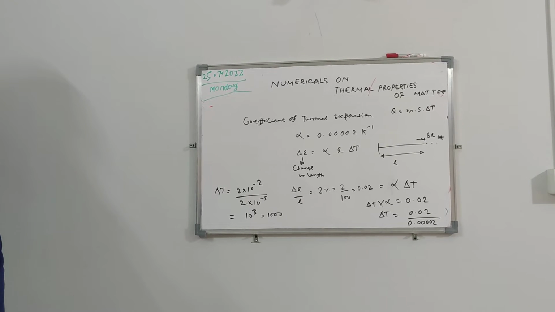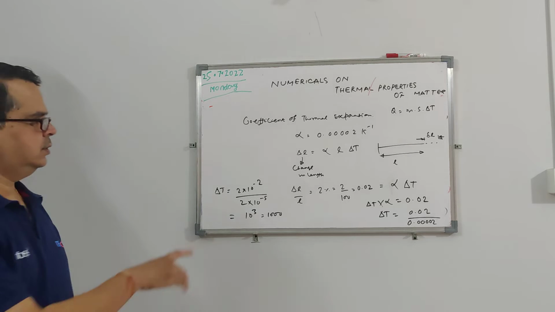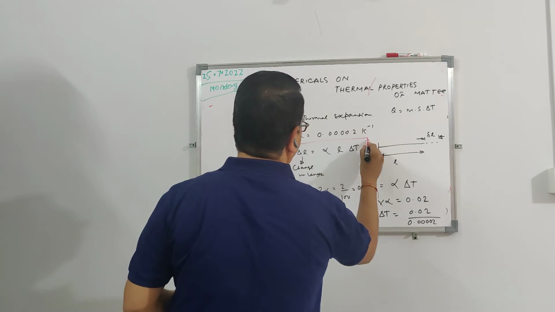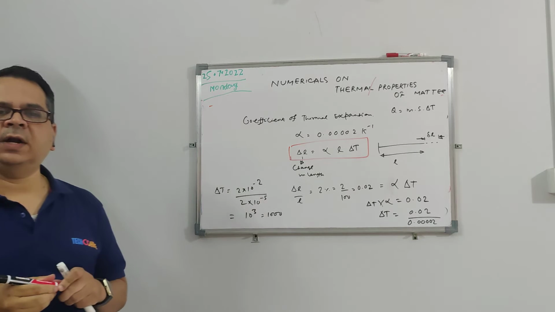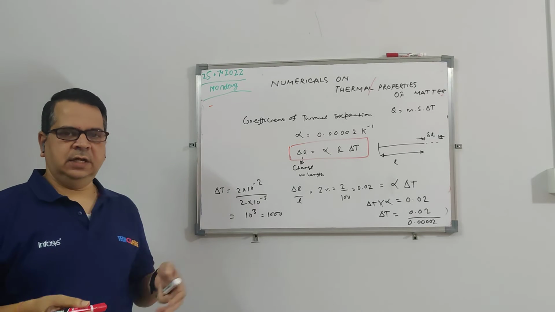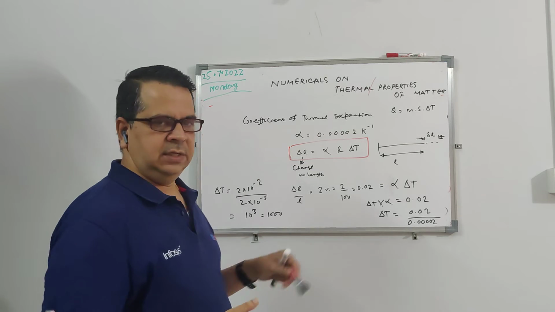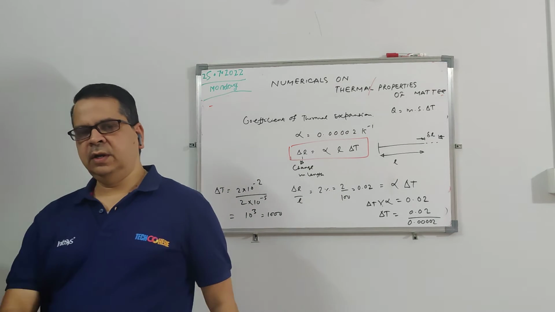So these are very, very simple concepts. If you know the formula, you can easily do it. So 1000. This is very simple. If you remember this, you can easily do it. The only catch is you should understand what is the percentage rise they are saying. Percentage is nothing but change by original. So this is a nice numerical. This kind of numericals can come.